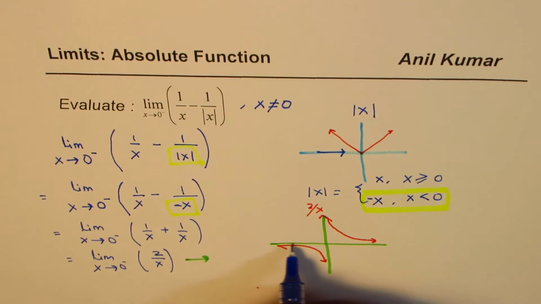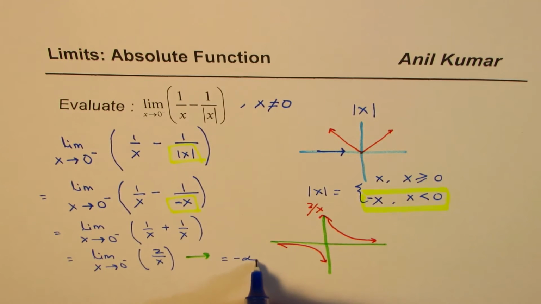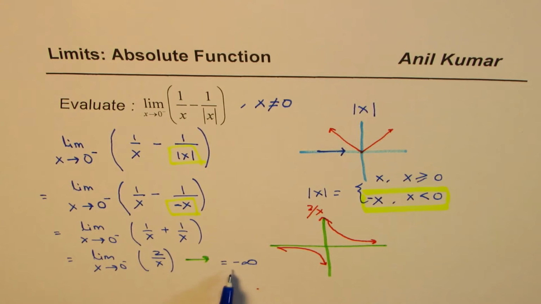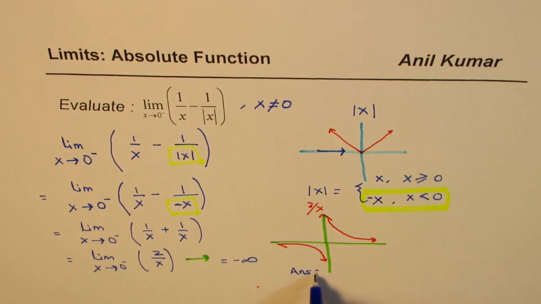When you're moving from here, you see it is approaching negative infinity. So the answer is negative infinity. The limit of this function when approaching from the left side is negative infinity. Some students, when they see 2 over x, sometimes write positive infinity, which is wrong. x is approaching from the negative side, it is a negative value, so it approaches negative infinity. So the answer for this question is negative infinity.